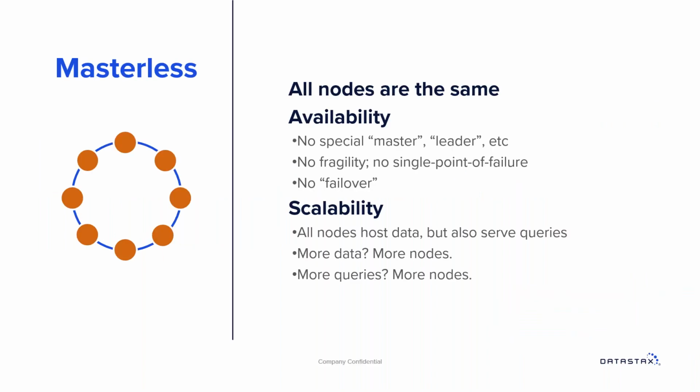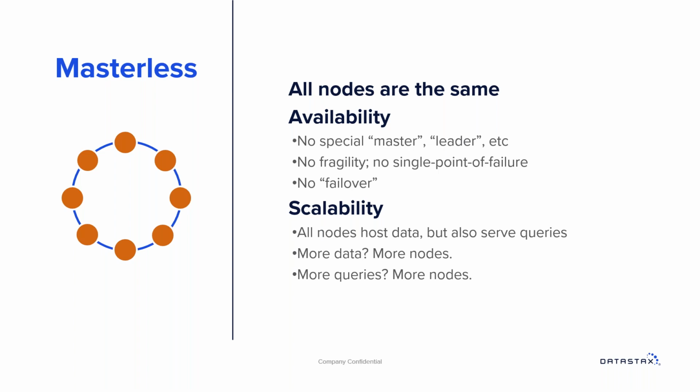One of the core design decisions of Apache Cassandra is really that there is no special node. All the nodes in the system are identical. It allows for some simplicity of deployment, but it really hammers on two important characteristics: availability and scalability.